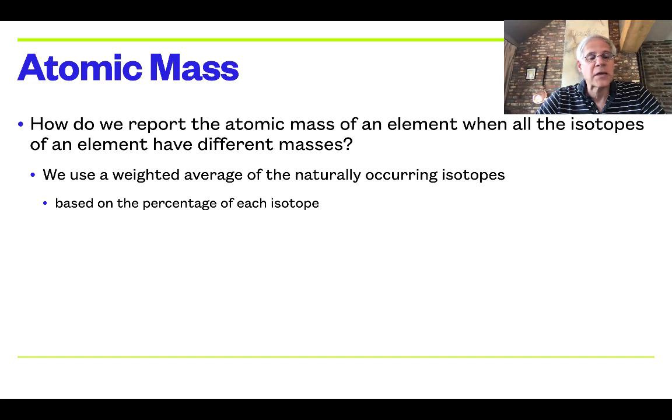So we don't just take an average of what the atomic masses are. So for example, for neon, we had 20, 21, and 22. If we took the average of 20, 21, and 22, we would just get 21. But if you look at the atomic mass of neon on the periodic table, you would see that it is not 21. And that's because we have to look at a weighted average of each of those isotopes using its percentage. Let's look at chlorine.